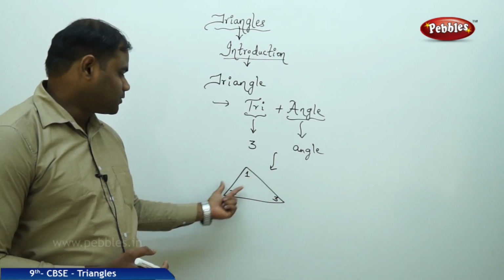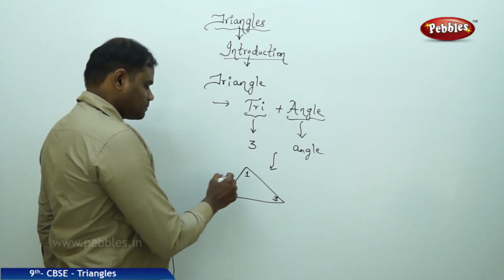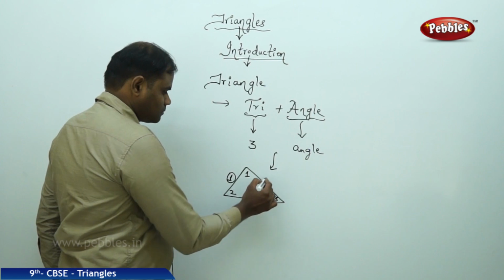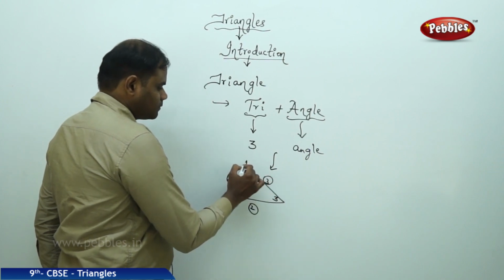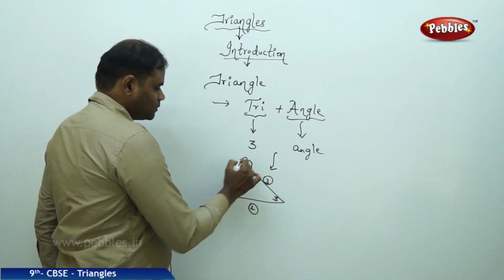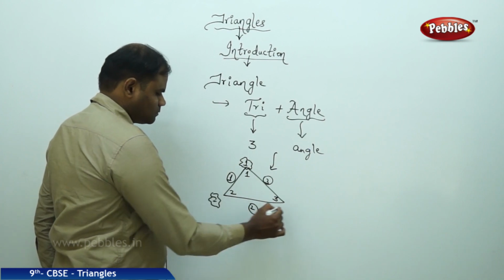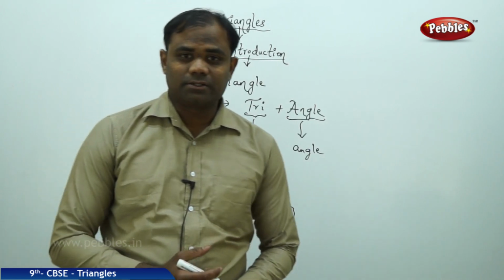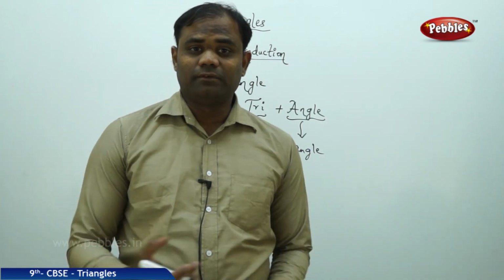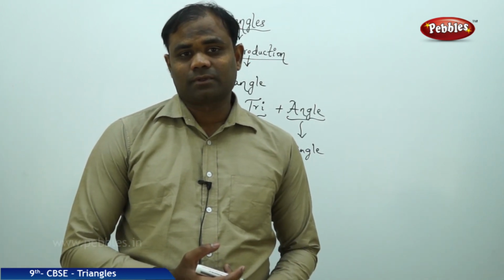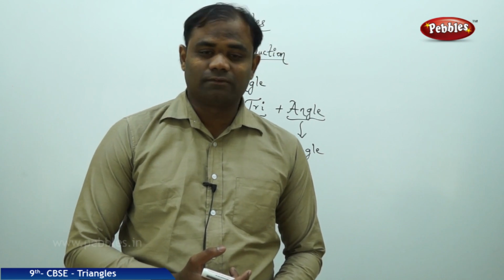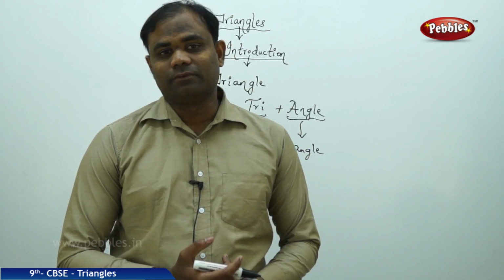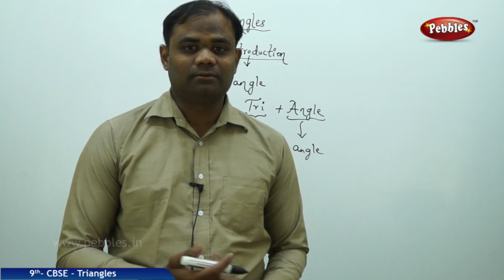So a triangle has 3 angles, 3 sides, and 3 vertices. Study of the 3 angles of a geometrical figure is what we refer to as a triangle.